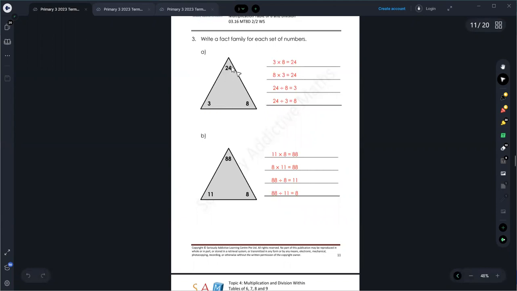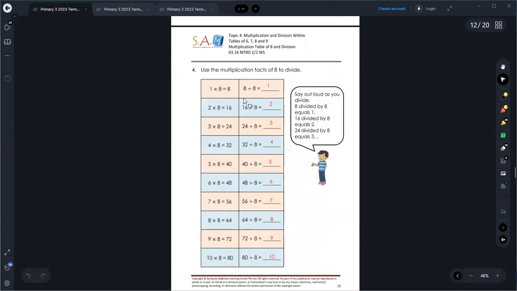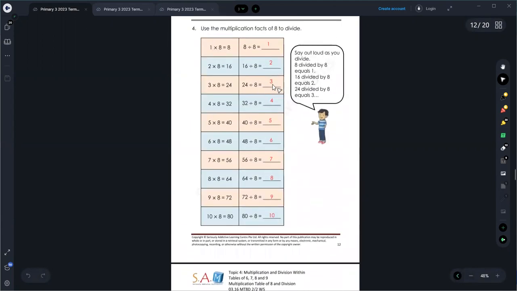Multiplication, 3 times 8 equals 24. All right, 8 times 3 equals 24. 24 divided by 8 equals 3. 24 divided by 3 equals 8. Right, so just one question is fine. Then get them to complete this multiplication and division fact family, or somewhat like that, right?